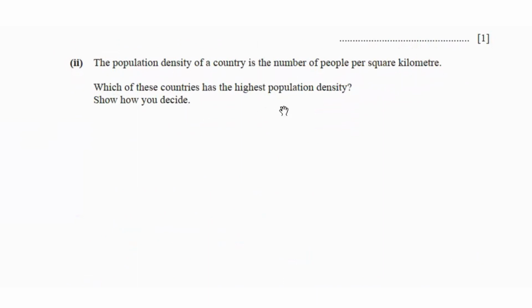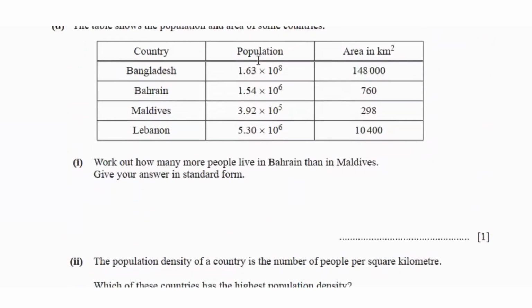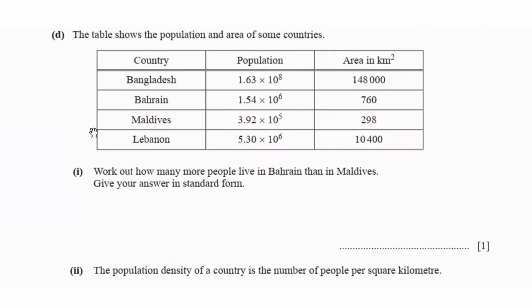The population density of a country is the number of people per square kilometer. Which of these countries has the highest population density? Show how you decide. So what we can do is find the population density of each of these countries. Or the shortest way can be that we convert the area into powers of 10. So basically, 148 times 10 to the power of 3, 76 times 10, 298 as it is, and 104 times 10 to the power of 2. Population density is found by dividing the population by the area in square kilometers.